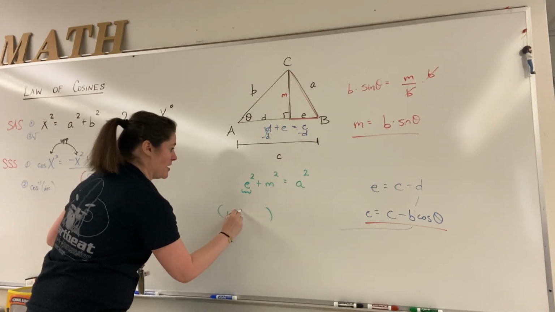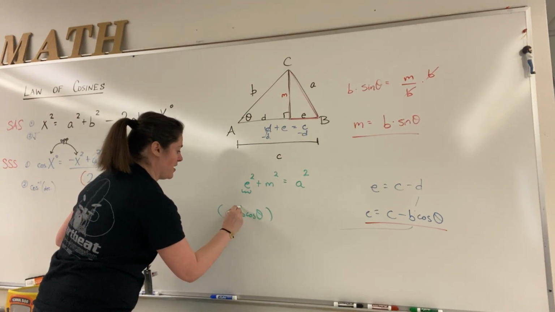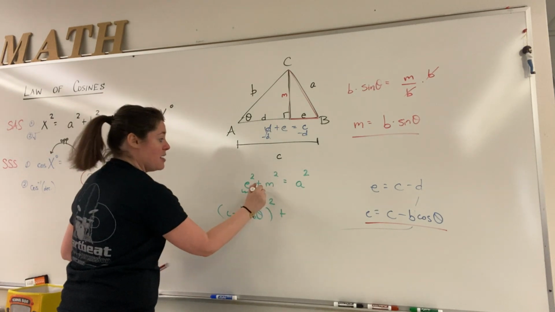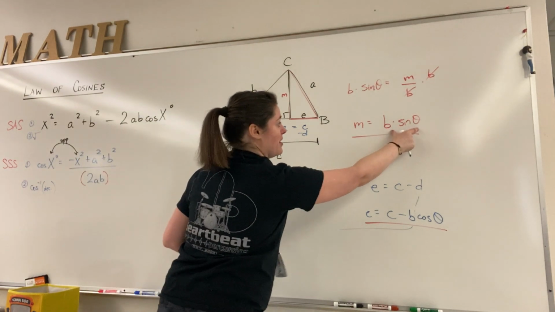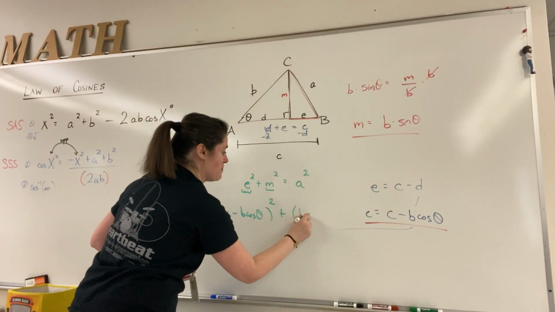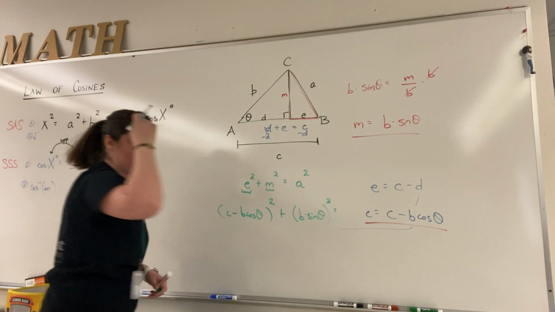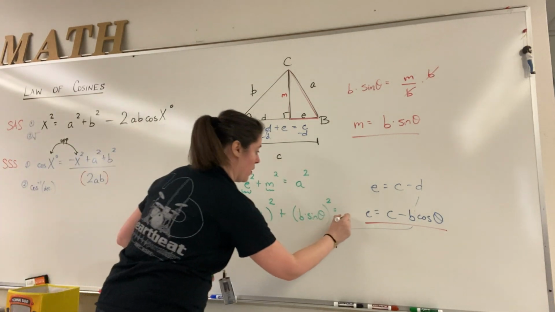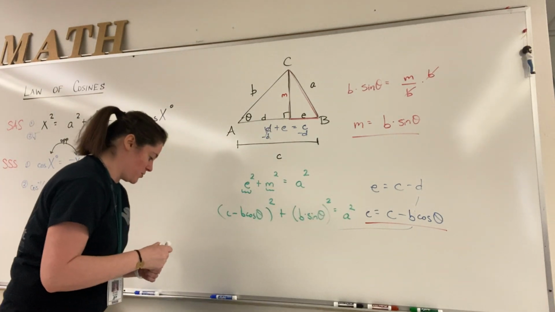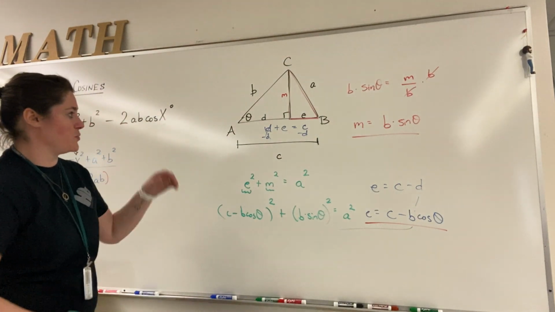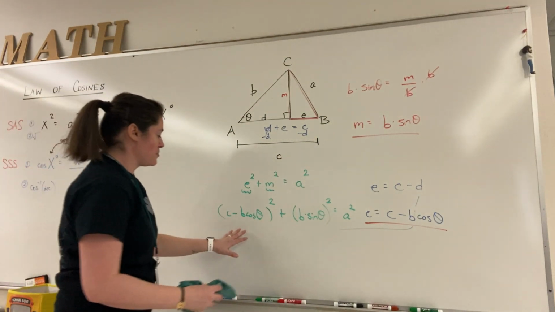So C minus B times the cosine of theta, squared, plus the M expression, and that's where B sine of theta needs to show up, and that's also squared, and all of that is equal to this A squared. And we don't have anything for A, so we're just going to call it A squared. All right, so we used E, we used M, did some substitution here.